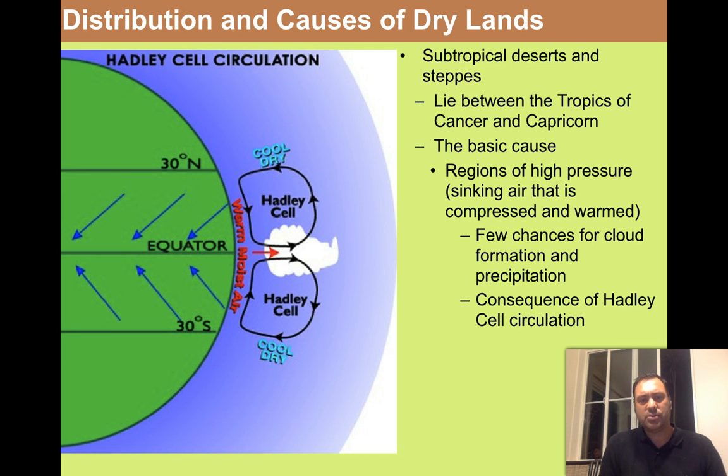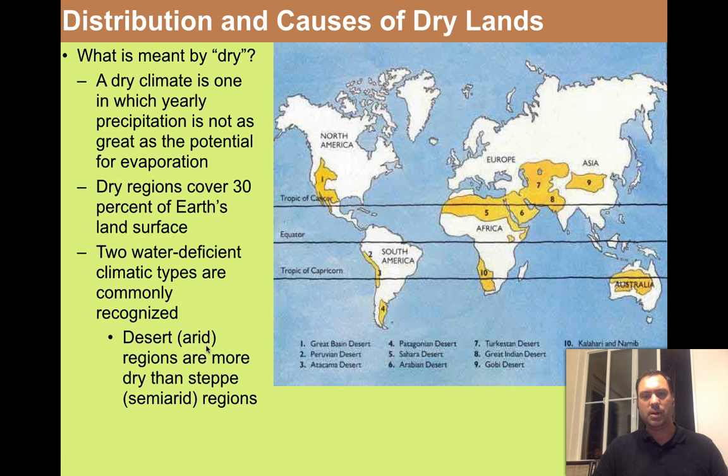So what causes the distribution of dry regions so close to wet regions? I just kind of hinted at that with the Amazon rainforest or the deserts we see in South America, the Atacama Desert, for example. Well, the subtropical deserts and steppes lie between the tropics of Cancer and Capricorn, 30 degrees north and 30 degrees south. Let's go back to this previous image, right?